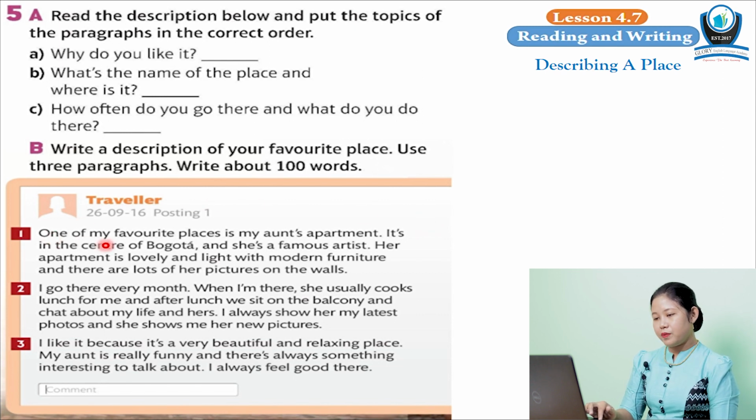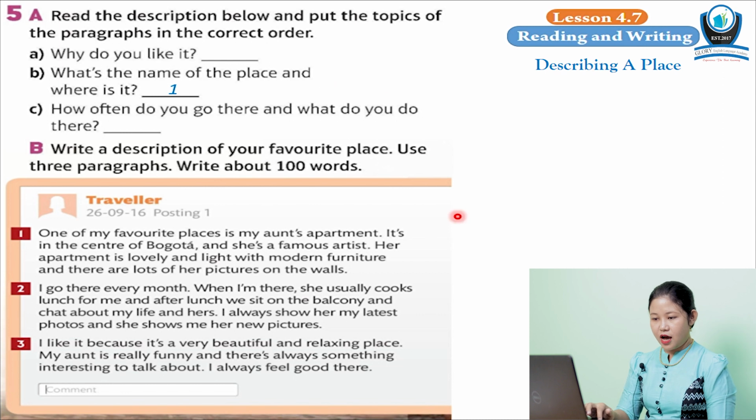One of my favorite places is my aunt's apartment. It's in the center of Bogota. And she's a famous artist. Her apartment is lovely and light with modern furniture. And there are lots of her pictures on the wall. Topic B is paragraph 1.